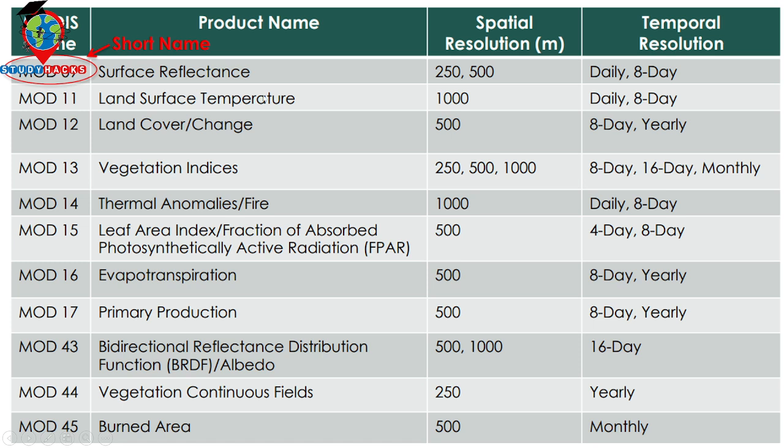Land surface temperature, its name is MOD11. We find that 1000 meter, daily and 8-day, we can get it. Land cover changes, we can get 500 meter, 8-day and yearly. Then vegetation indices, we can get 250 meter, 500 meter, 1000 meter. Thermal anomalies also. So you can see that a lot of products are available for MODIS, and also their resolution and temporal resolution. So it's very important for agriculture monitoring using the MODIS satellite.